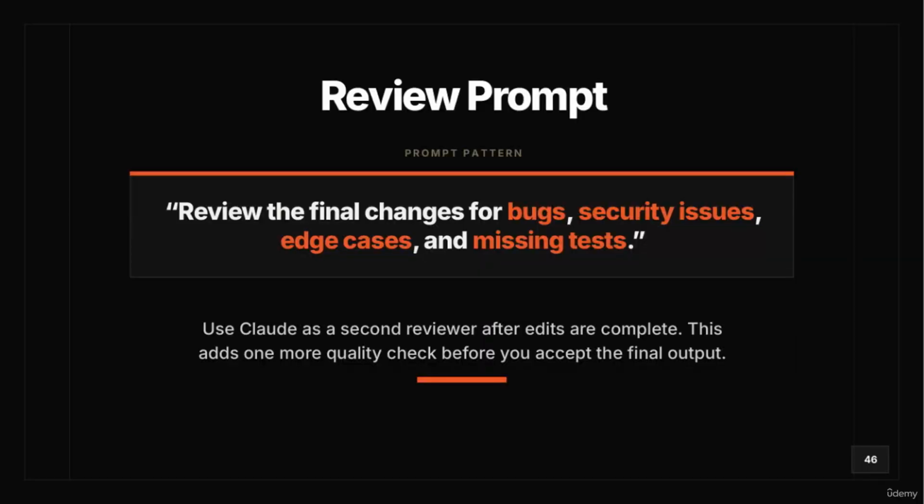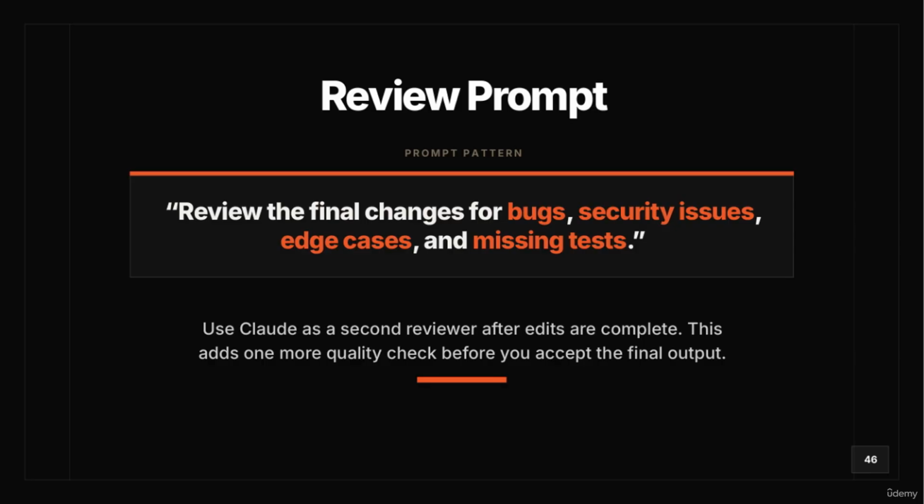Here, we're focusing on the importance of a thorough review process. Once the initial edits are complete, it's a good practice to use Claude as a second reviewer. This extra step acts as an additional quality check, helping to ensure that the work is as polished and accurate as possible before final acceptance. Make sure to review the final changes carefully, looking out for any bugs, security issues, edge cases, or missing tests. These elements are crucial for maintaining the integrity and robustness of the project.